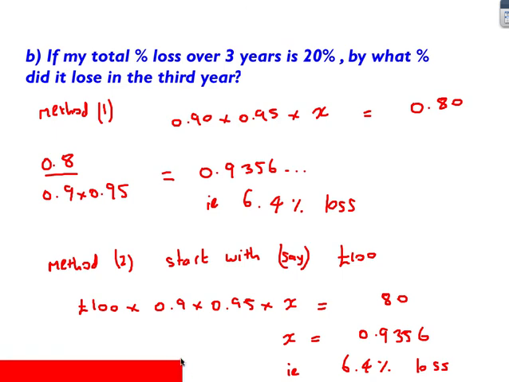Again, another method if you actually want to stick some numbers in. Let's start with £100. I reduced it by 10%. I reduced it by 5%. I reduced it by something. And then it was reduced by 20% in total. Well, I started with 100. If I reduce 100 by 20%, then the final amount must now be £80. So it's the same kind of question, but now I just rearrange with these numbers here. So do 80 divided by all of this thing here, 100 times 0.9 times 0.95. So 80 divided by all of this gives me exactly the same as before, 0.9356. Therefore it is, same as last time, 6.4% loss.